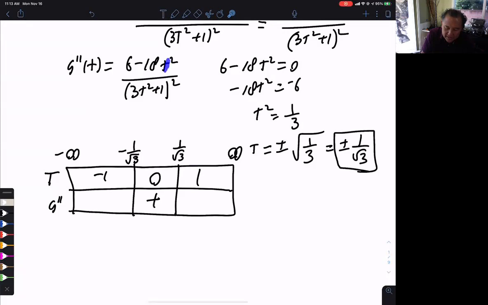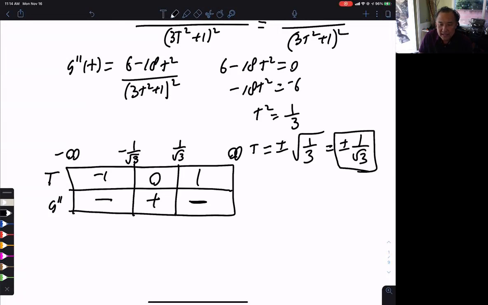Put a 1 there. 6 minus 18 is -12, so it's negative on top. This is always positive. So a negative and a positive get me a negative. So everywhere to the right of 1/3, the second derivative will always be negative. Then I'm going to plug in -1. -1 squared will give me 1. That's going to be -12 on top. The bottom's always positive. That's always negative.